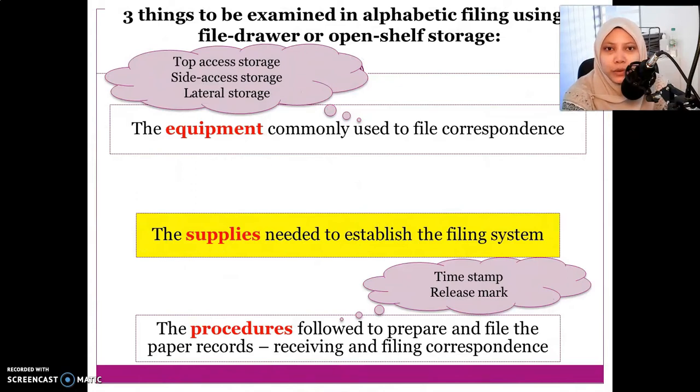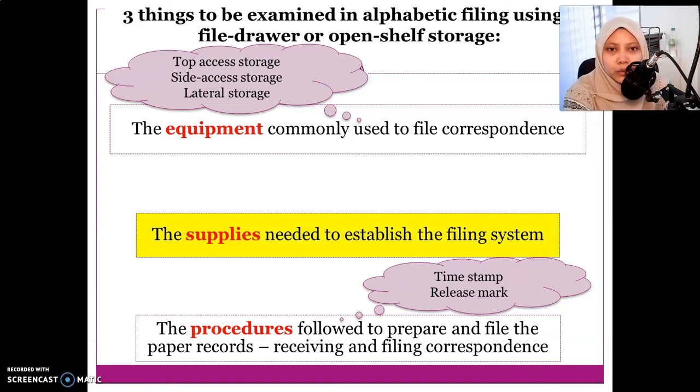Okay, for today's class we are going to proceed with chapter 4.3, and this will be video number 5. In the previous class we already learned the equipment that we need to assess when we want to decide on the filing area or the filing process. We learned about the equipment for top access storage, side access storage, and also top or side access storage, another name for lateral storage.